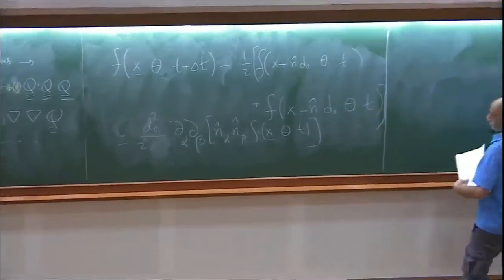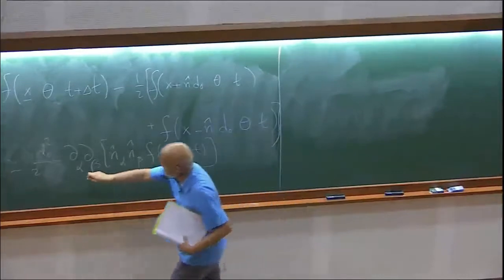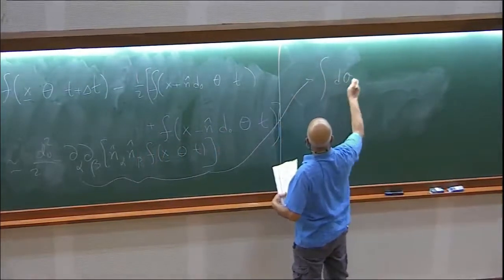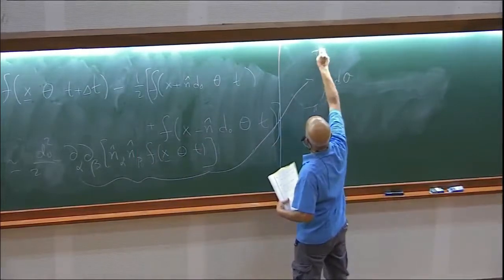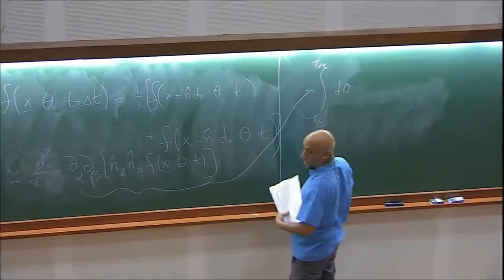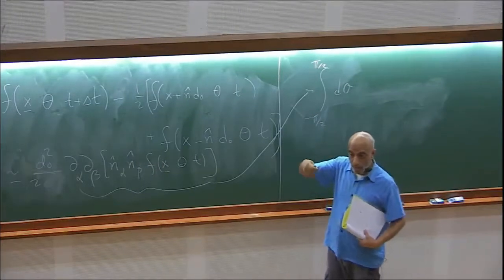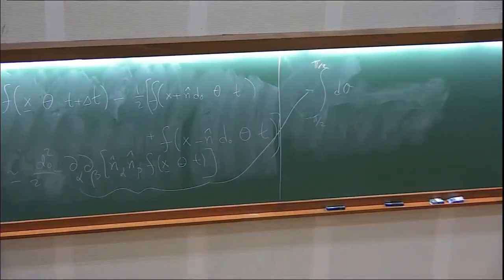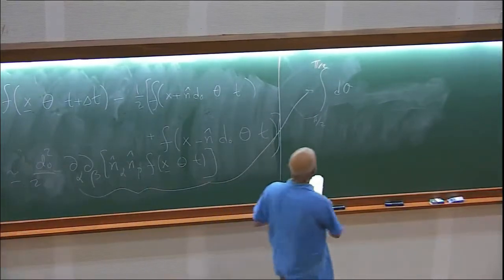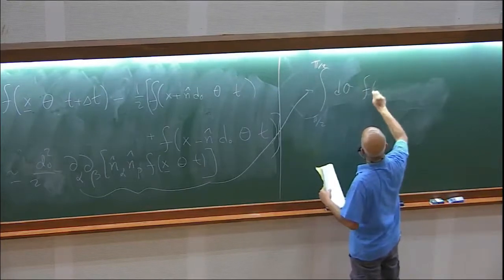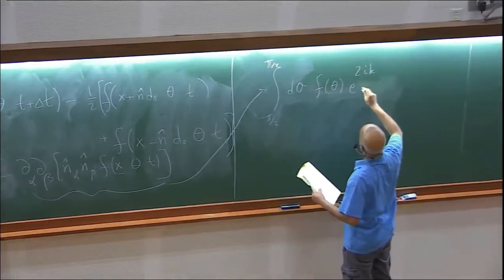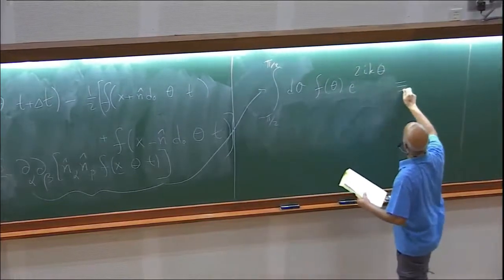So now look at this object. Supposing I take this and integrate it over theta from minus pi over 2 to pi over 2, sorry, because this theta is already restricted because of these. Let me define, call this f.